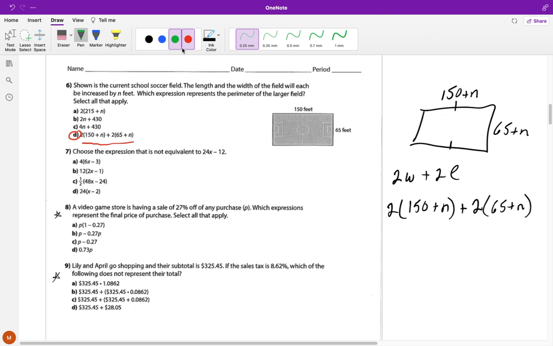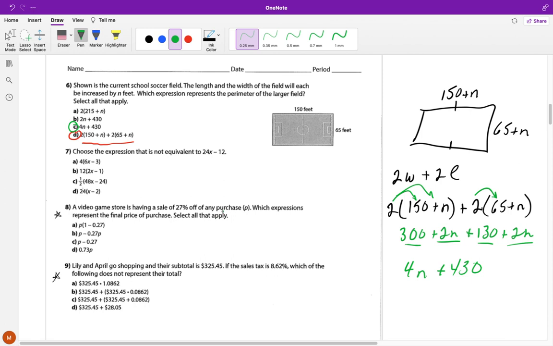So now let's see if we start to simplify this, does any of these other ones work out as well? So I'm going to distribute the 2 in. So now I get 300 plus 2n, and now I'm going to distribute this in, so plus 130 plus 2n. Let's just see if that's on there. No, I don't see that there. So now we can combine our like terms even more. 2n plus 2n is 4n. 300 plus 130 is 430. So let's see, does this one appear? So 4n plus 430, yes, it does. So C and D are both part of that.